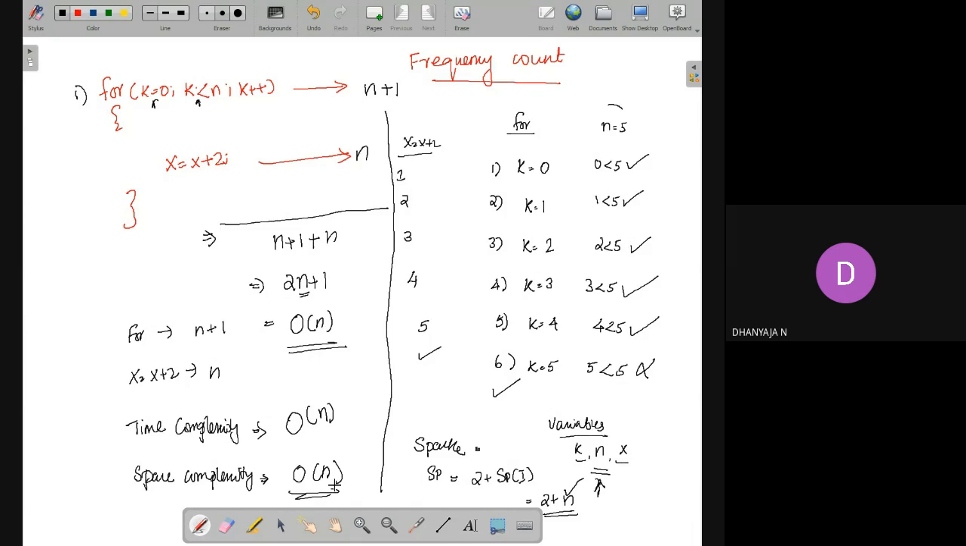Now what about space complexity? If there are n varying variables, in order to store that we need n space plus constant value 2. While considering the value of n, this constant value is actually negligible. So what we will do? We will consider space complexity as big O of n.